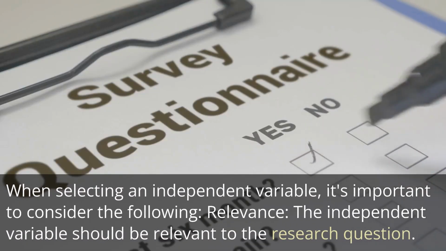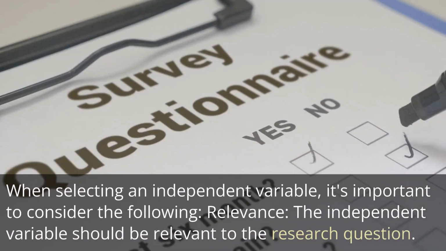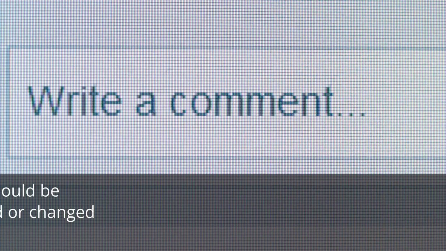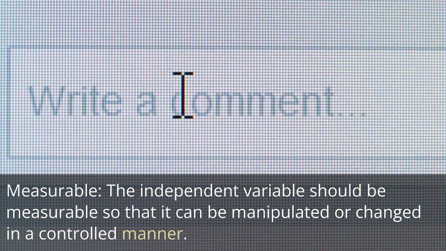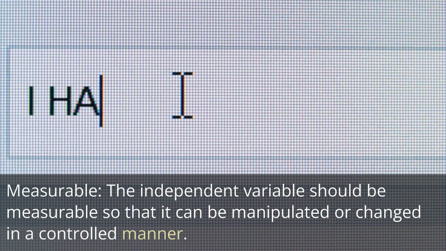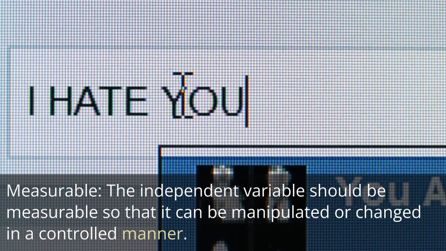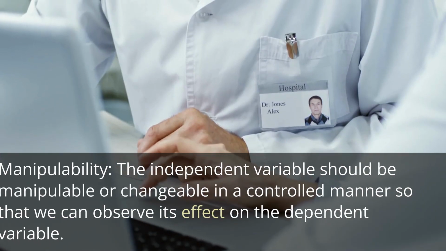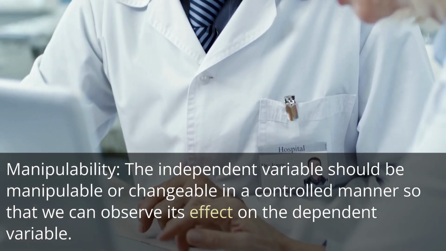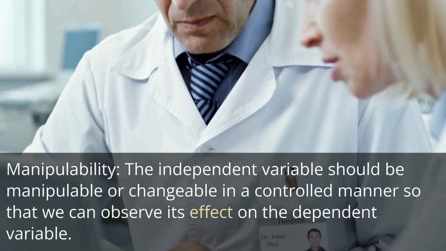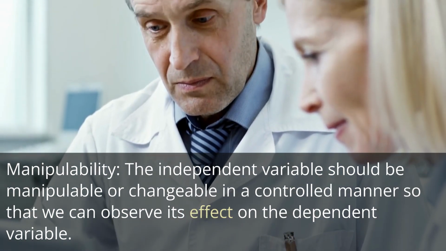When selecting an independent variable, it's important to consider the following. Relevance. The independent variable should be relevant to the research question. Measurable. The independent variable should be measurable so that it can be manipulated or changed in a controlled manner. Manipulability. The independent variable should be manipulable or changeable in a controlled manner so that we can observe its effect on the dependent variable.